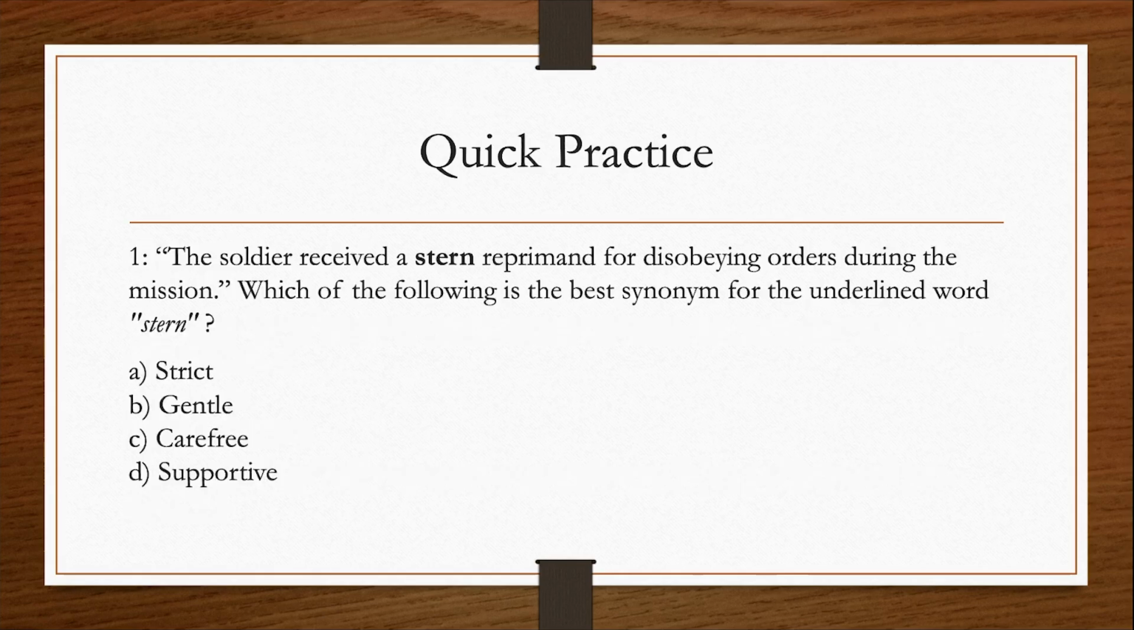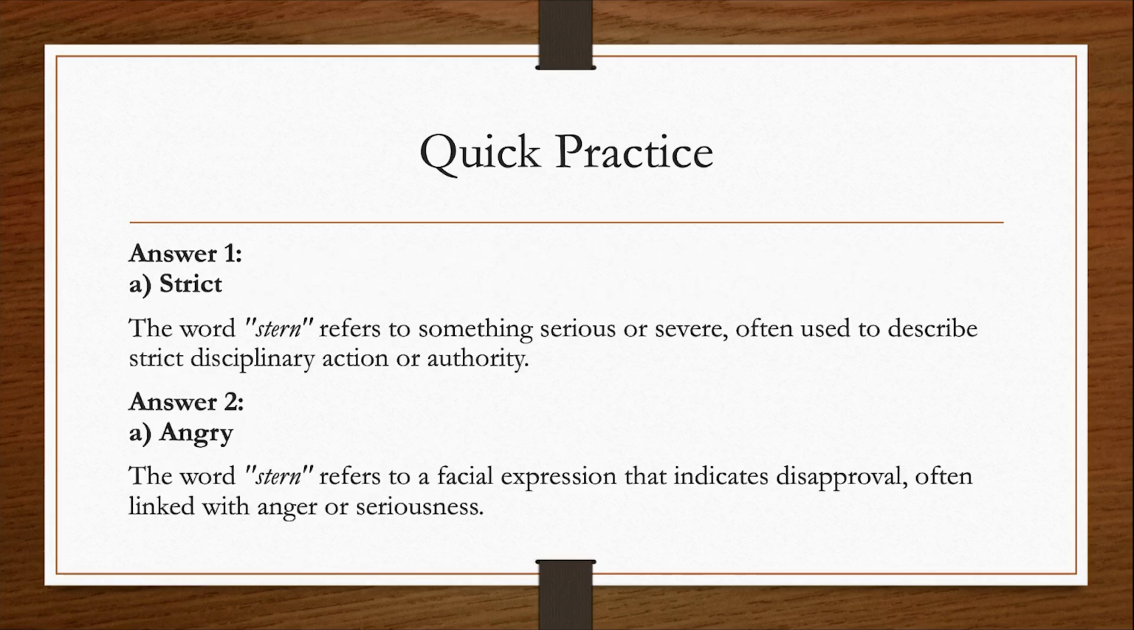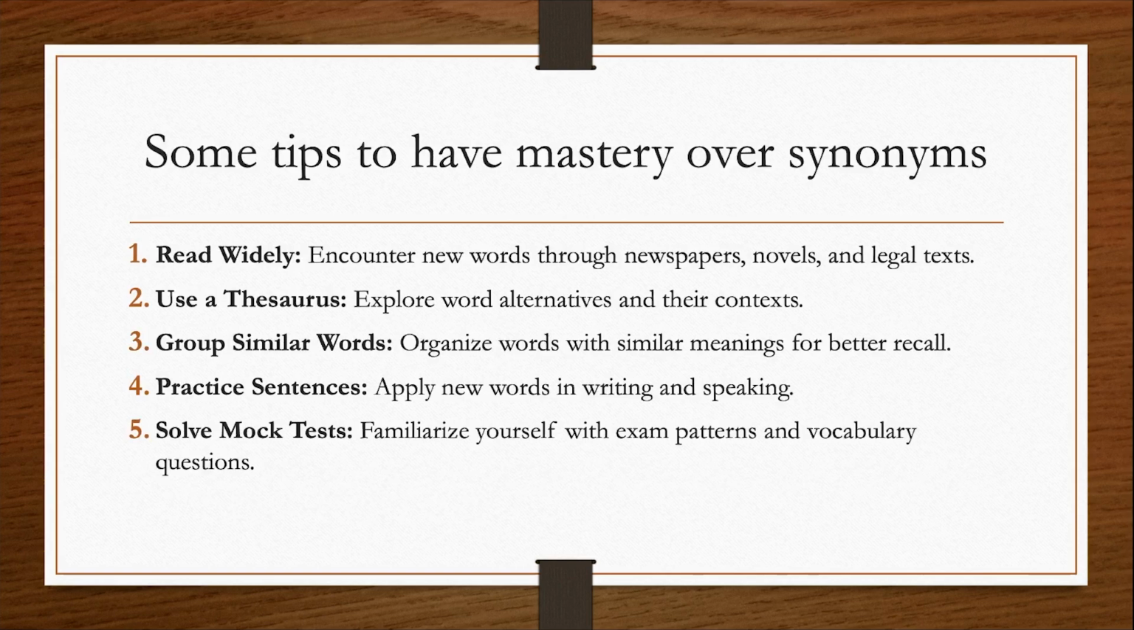The soldier received a stern reprimand. That's the first one. Now, the teacher gave a stern look. Now see the answers. The first stern was strict. The second stern is angry. See how contextually meanings change.